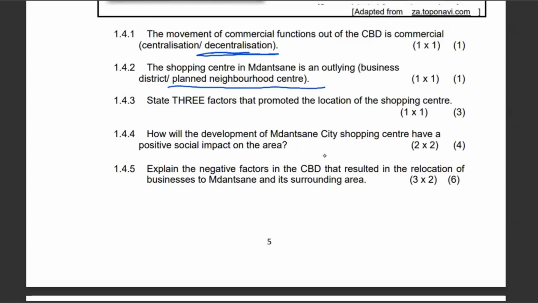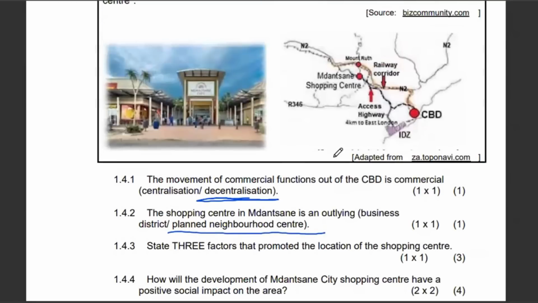State 3 factors that promoted the location of the shopping center. What are the factors that favor the location of the center? Right, if you see where it is located here on the map, the shopping center is located here. And if we check, we have the national route N2. And also if we check, we have route R345.